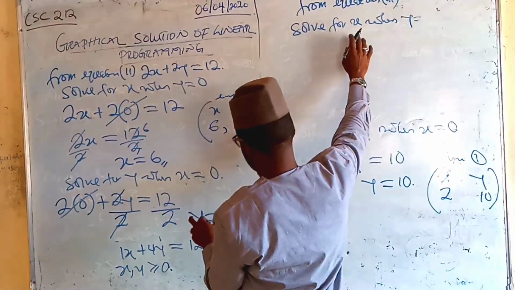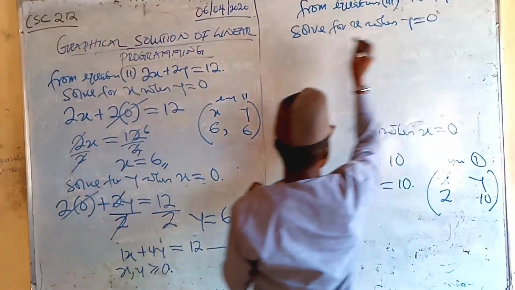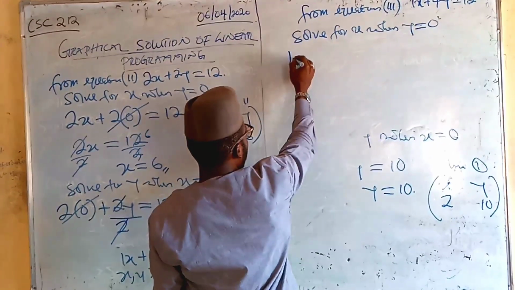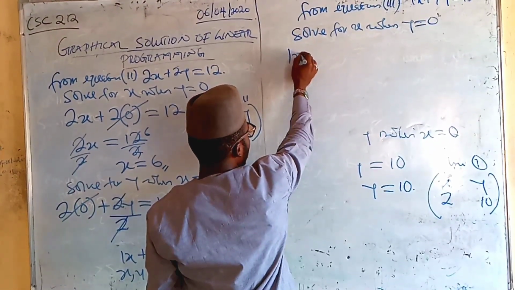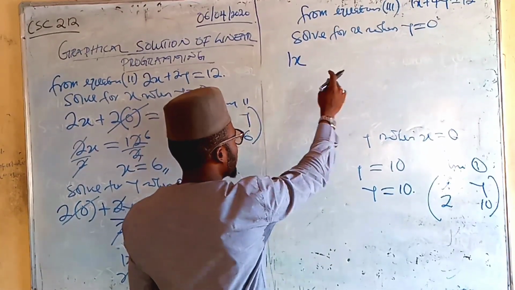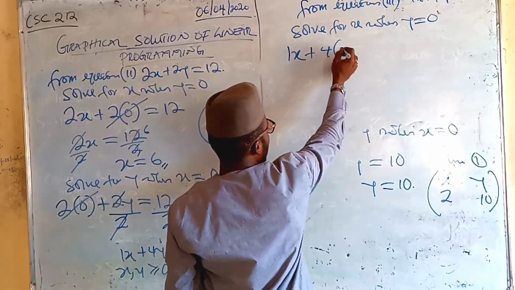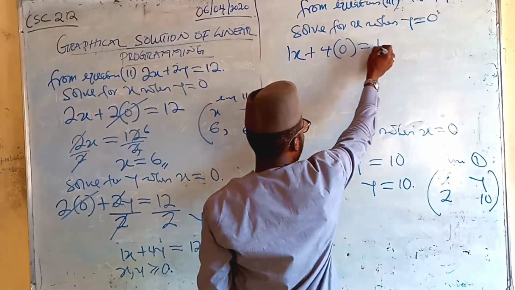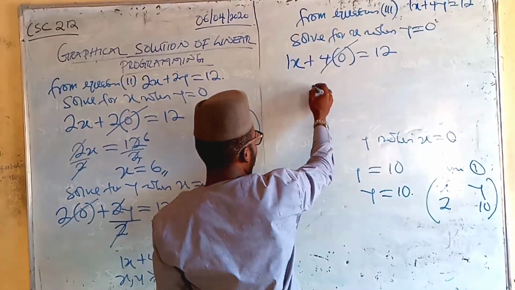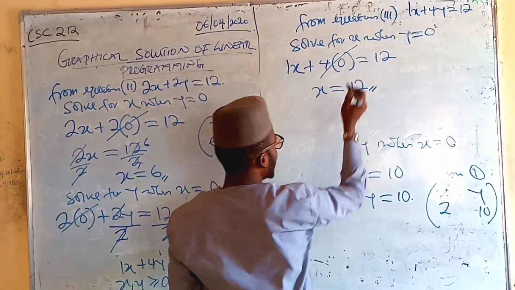So we are going to solve for x when y is equal to 0 in this equation. 1x or only x is the same thing, but for the purpose of fully understanding, we put it the way it appears in the equation. So 1x plus 4 into 0 is equal to 12. 4 times 0 is gone. So 1x as x is the same thing. X is equal to 12.